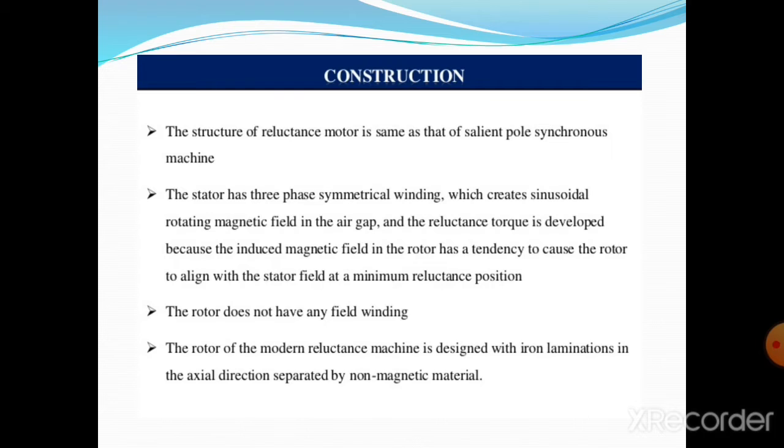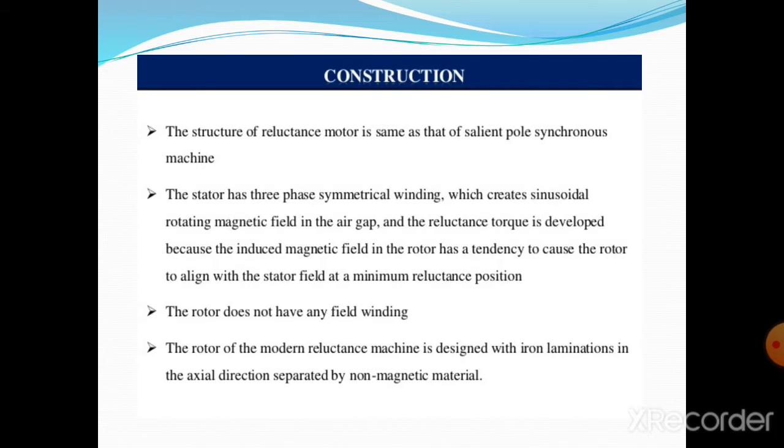That means synchronous reluctance motors do not have any field windings or permanent magnets on the rotor. The rotor has salient poles, but the stator has smooth and distributed poles. This motor is very low in cost but has high efficiency, because ideally there are no rotor losses. So synchronous reluctance motors are high efficiency motors.